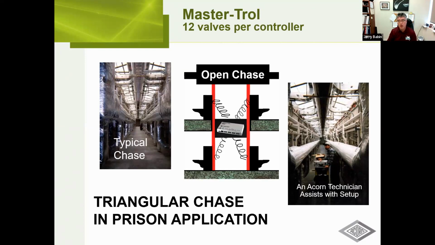And again, just some typical views of what pipe chases used to look like. Don't think many of them look like this anymore. Architects don't like losing space, so these tend to get smaller. Picture on the right side shows actually one of our technicians assisting in a setup. So that's quite the large pipe chase that's there. Typically what you see in a prison application are triangular chases where they'd have 2 fixtures within a chase. Yeah, that's way too much space these days.